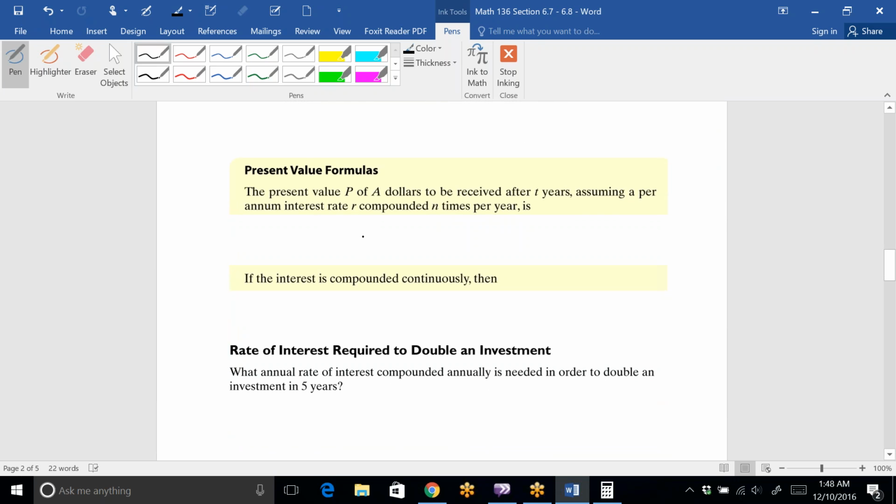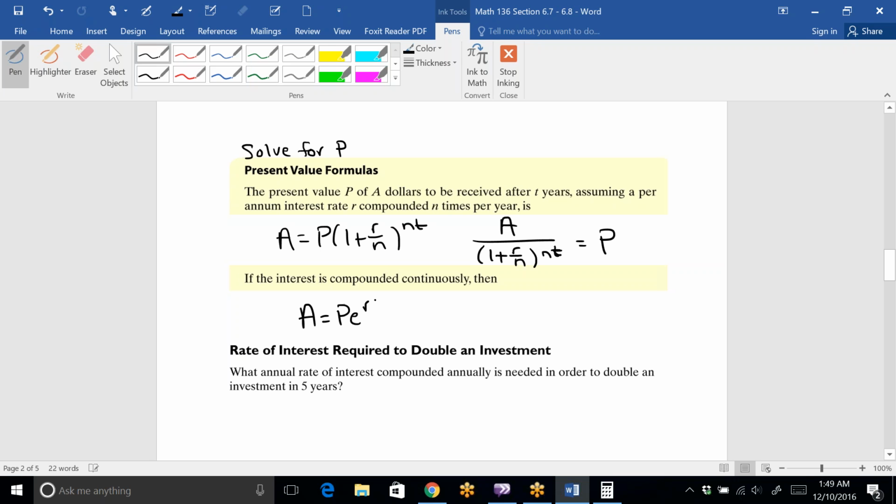For present value, I just want to go over this. This is when you're solving for P instead of A. So remember our formula was A equals P times (1 plus r over n) to the nt. If you want to solve for P, essentially you just divide that big blob of parentheses to the other side. So this is how you would solve for P. For the Pert formula, you divide the e to the rt to the other side. So just in case you needed to rewrite the formula, that is possible.